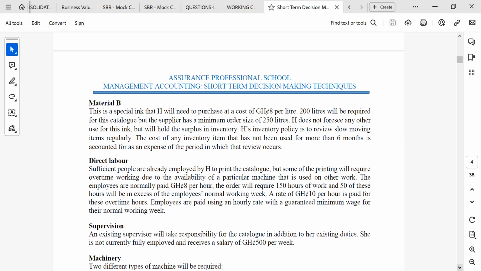Fifty of these will be in excess of the employee's normal working week. A rate of 10 cedis per hour is paid for these overtime hours. All right.